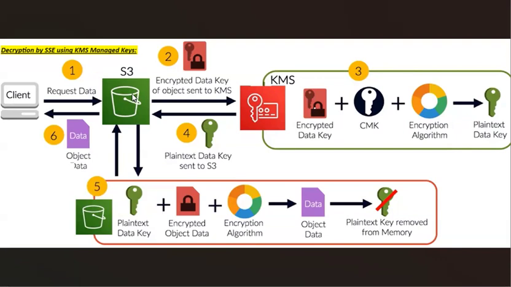Now what happens at S3? The plain text key will be combined with the encrypted object data and decrypt it with some decryption algorithm, and it will generate the object data. Finally, the plain text key will be removed, and the generated object data will be sent back to the client. So in this way, encryption and decryption happen with KMS managed keys.